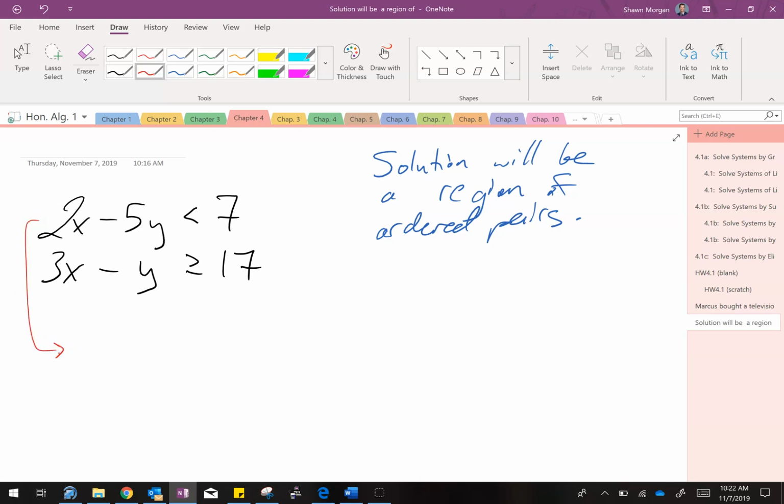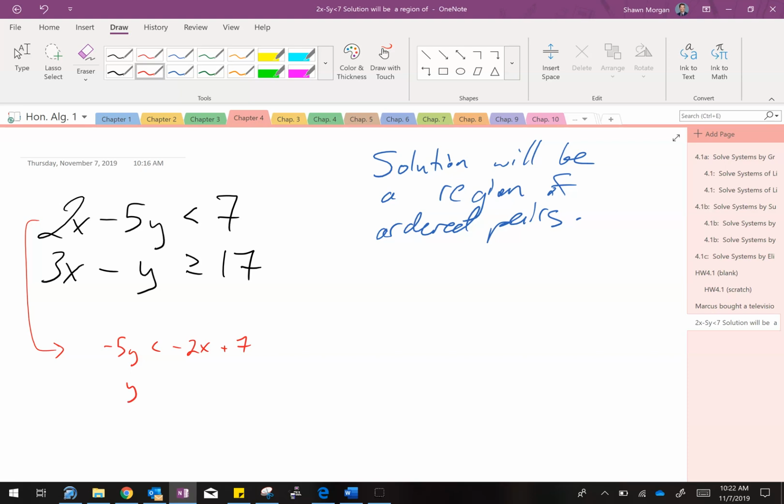Let's do the top one first. We're going to subtract 2x. So we get negative 5y less than negative 2x plus 7. And then my next step would be? Divide by negative 5. Caution! Caution! Caution! That a boy, flip the sign.